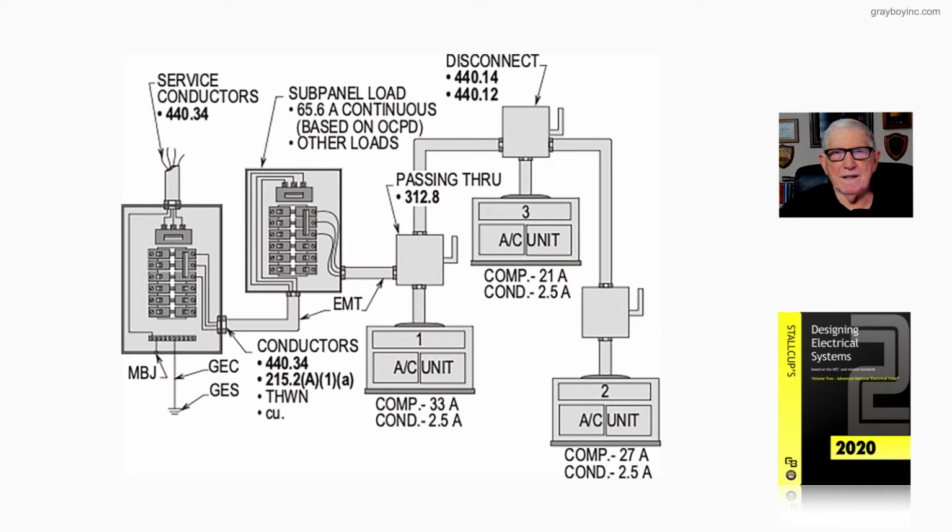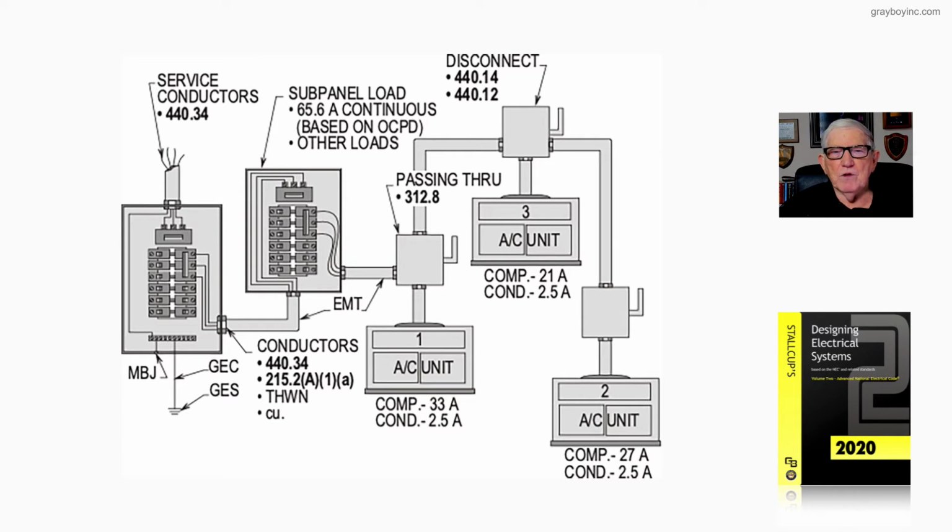Now this figure 19-18 illustrates combination loads on a feeder. Now notice in the illustration we have a panel board sub-panel load listed here, 65.6 amps continuous load. In accordance with Article 100, we figure any load that could operate for 3 hours or more is continuous duty by the definition outlined there.